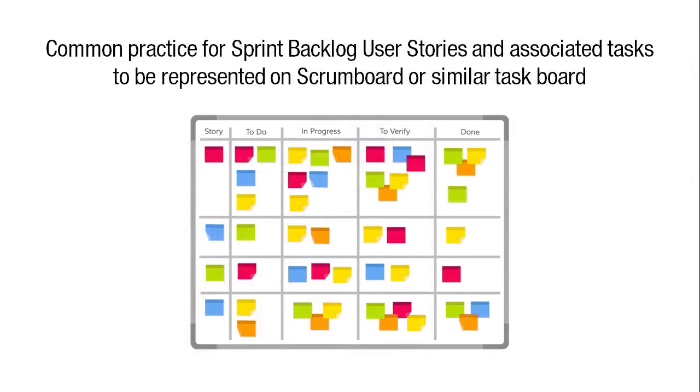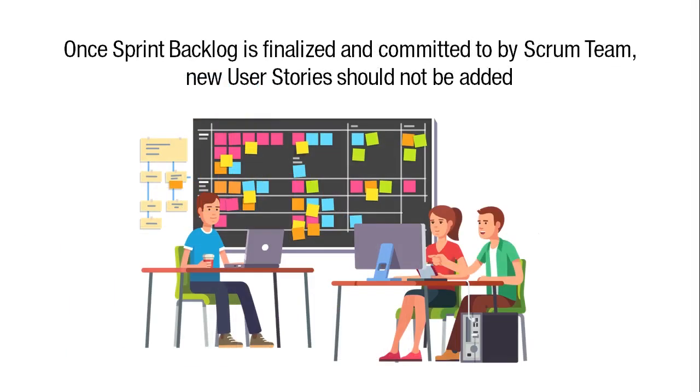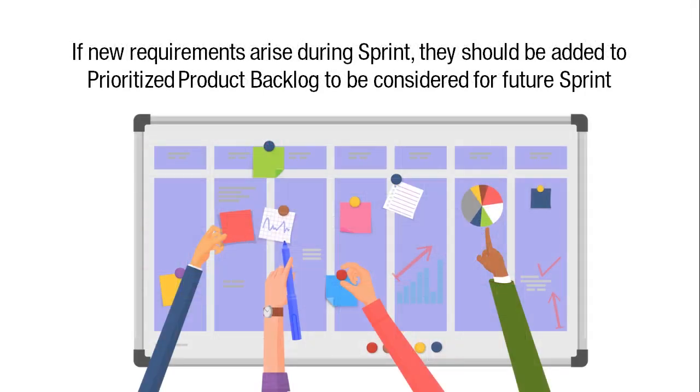It is common practice for the sprint backlog user stories and associated tasks to be represented on a Scrum board or similar task board, which provides a constantly visible depiction of the current status of the user stories in the product backlog. Once the sprint backlog is finalized and committed to by the Scrum team, new user stories should not be added. If new requirements arise during a sprint, they should be added to the prioritized product backlog to be considered for a future sprint.